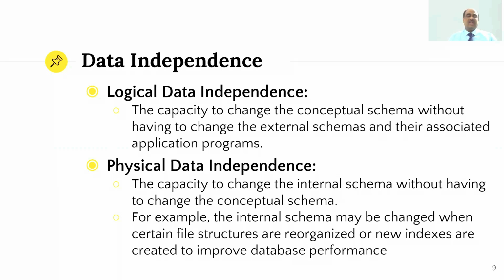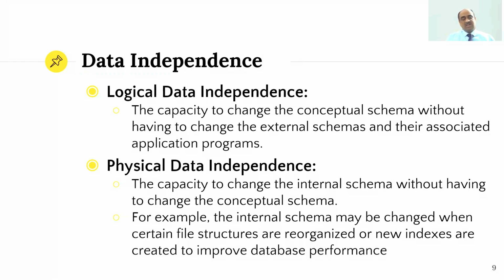What do you mean by physical data independence? Physical data independence indicates that you can change the internal schema without changing the conceptual schema. For example, you are changing the file structure from one method of representing the information to another method of representation, and that will not affect the programs. For example, the file structure is reorganized or new indexes are created to improve the database performance instead of the old one. So if you change the memory, the file structure or the indexes, and you are not changing the logical schema, then it is called physical data independence.